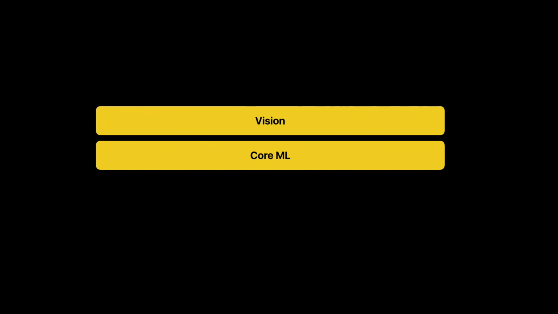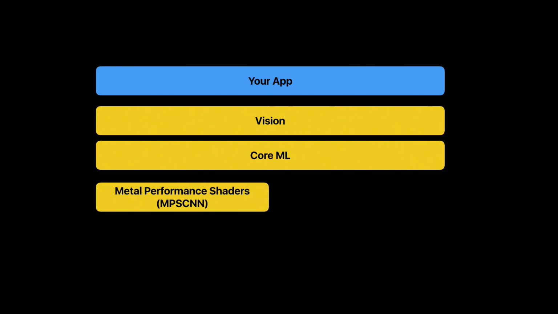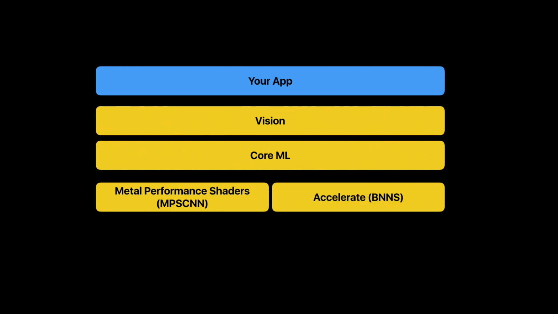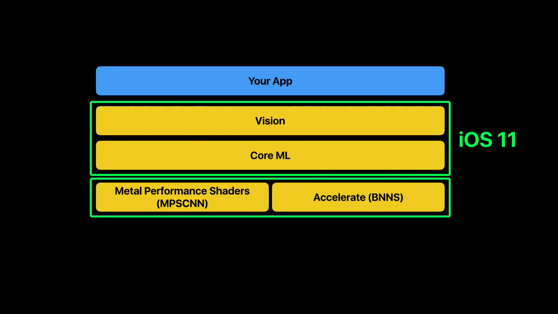Here is CoreML. Vision framework helps to use CoreML models from your app. And CoreML uses CNN APIs in MetalPerformanceShaders framework and BNNS in Accelerate framework below it. CoreML and Vision have been introduced in iOS 11, and the lower layer APIs were introduced in iOS 10.